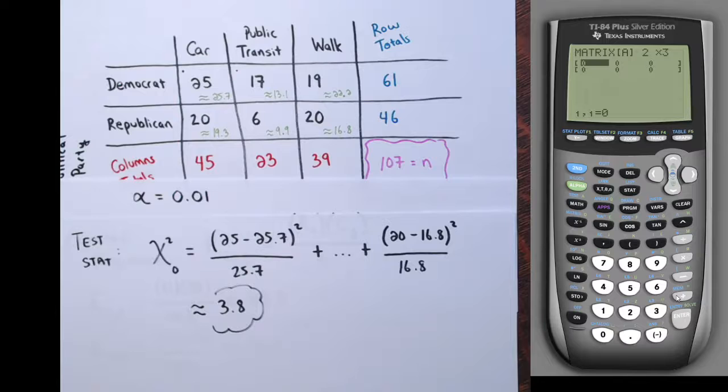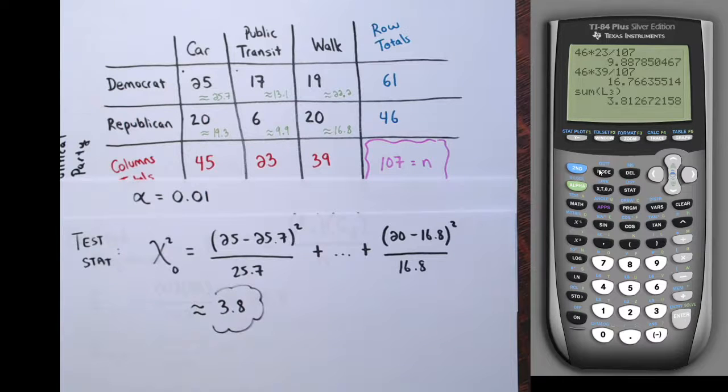And then I just enter the first row, first column there, 25 for the Democrats who take cars. Then Democrats who take public transportation, 17, then 19. Then the second row of my observed values, 26 and 6. I'm sorry, 26 and 20. So now I have all my observed values entered in a 2x3 matrix.